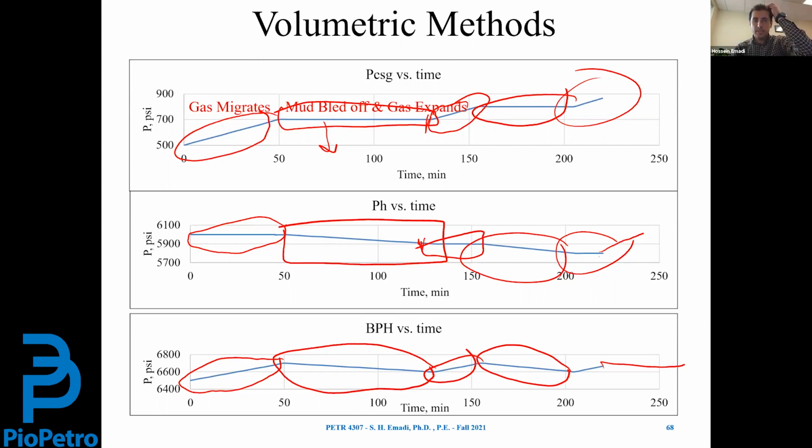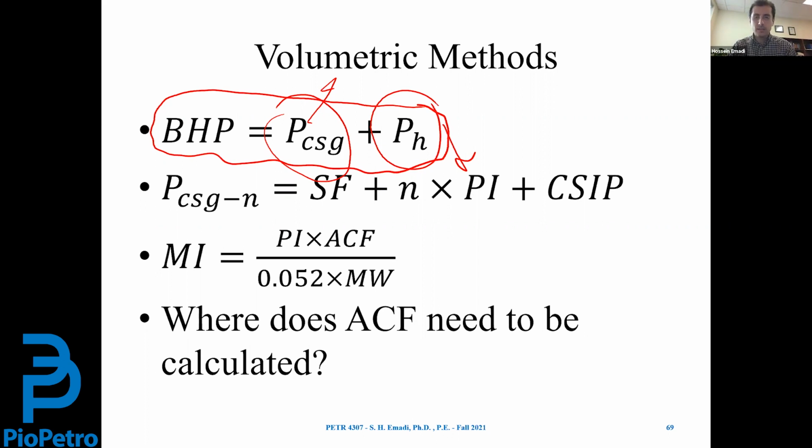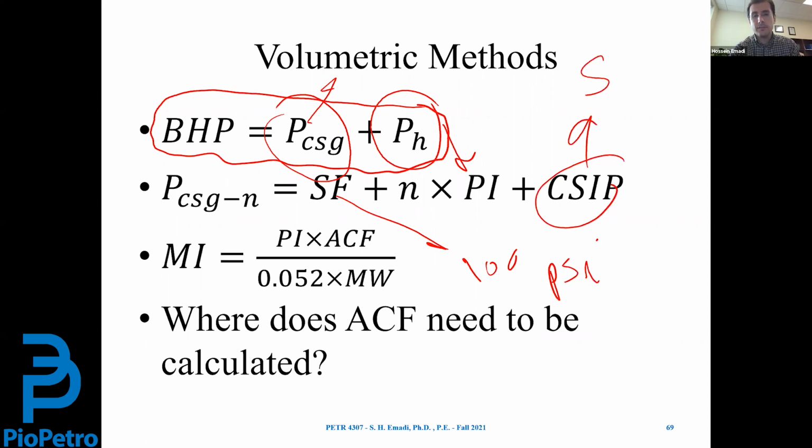However, we can calculate the pressure at each point using this formula. Safety factor, let's say 100 psi, plus casing shut-in pressure, let's say 500 psi. And this is the number of times we are repeating. And let's say pressure increment, we go with 100 psi pressure increment. At the beginning, casing shut-in pressure is 500 psi. So we let the gas migrate 100 psi, and the first iteration will be 1. So 100 psi plus 1 times 100 psi plus 500. So casing pressure at the first expansion will be 700 psi.